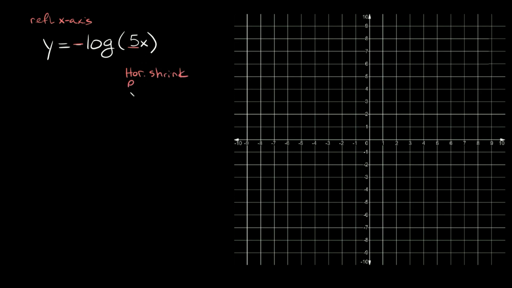Okay, and it would be by a factor of the reciprocal of this number. So the reciprocal of 5 is 1/5. Okay, so those are our two transformations. Now let's graph this. One thing you might have noticed is that there's no little number, no base right here. Whenever there's no number there, it's implied that there's actually a 10 right here. So if you wanted to, you could rewrite this as y is equal to -log base 10 of 5x.